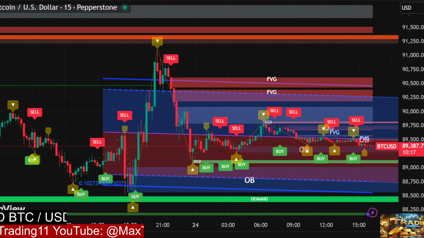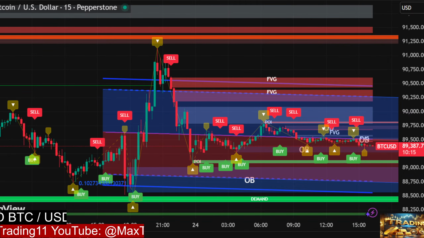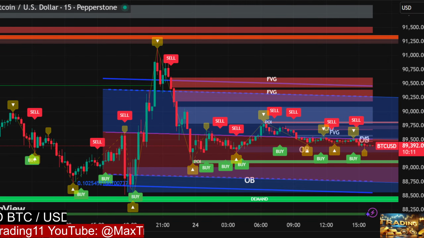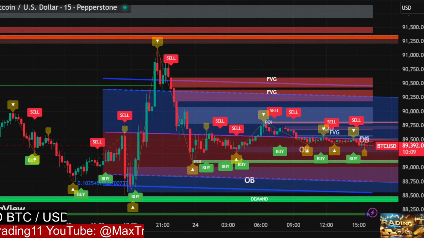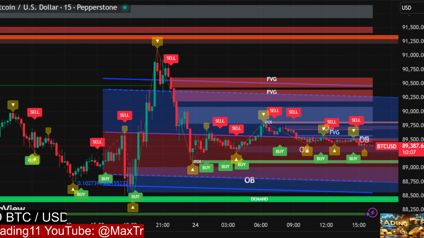The upper boundary acts as a dynamic resistance, and a reaction there can produce temporary corrections. Still, the bigger picture remains upward as long as the channel maintains its slope.